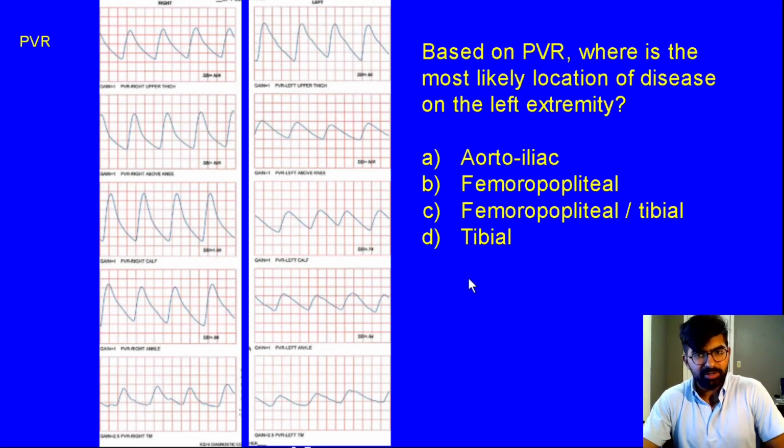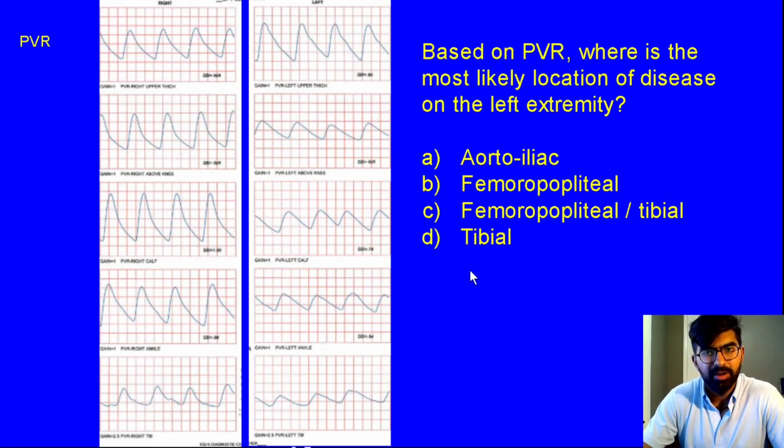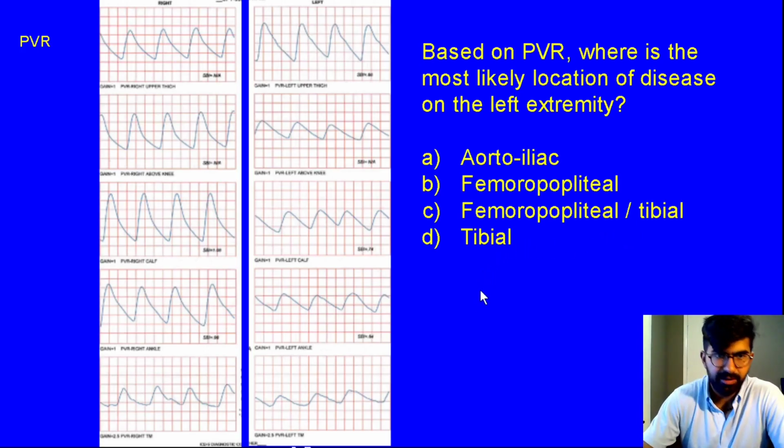So now for some more questions. Based on the PVR, where is the most likely location of disease on the left extremity? All right, so look at it closely. Is it an aortoiliac lesion? Is it a femoral popliteal lesion? Is it a femoral popliteal and tibial lesion? Or is it just a tibial lesion? Now look at this carefully.